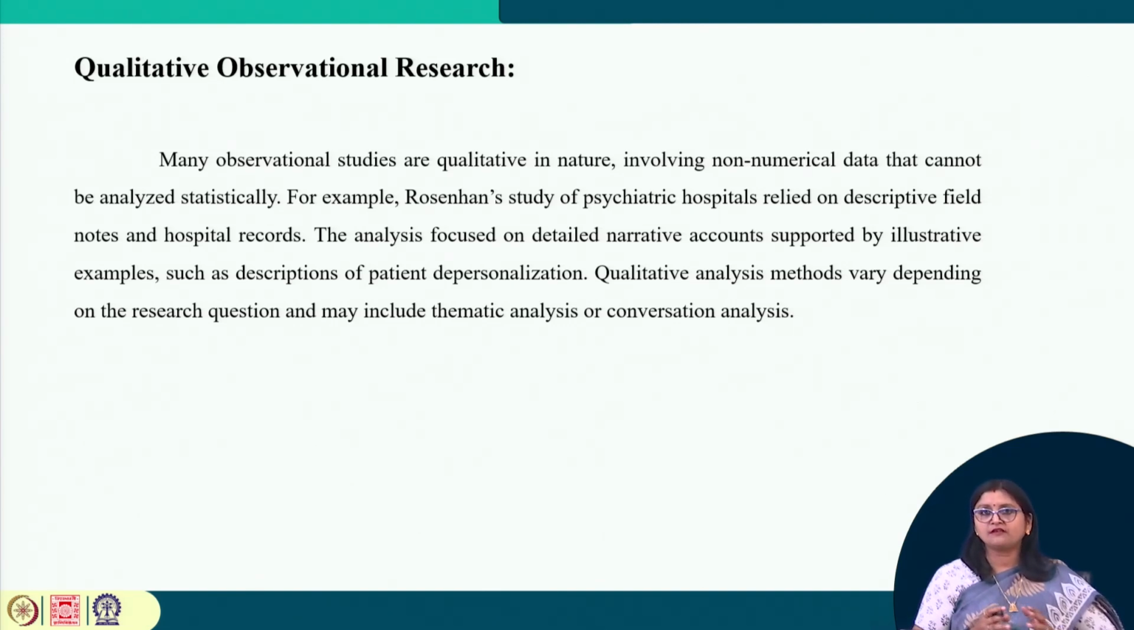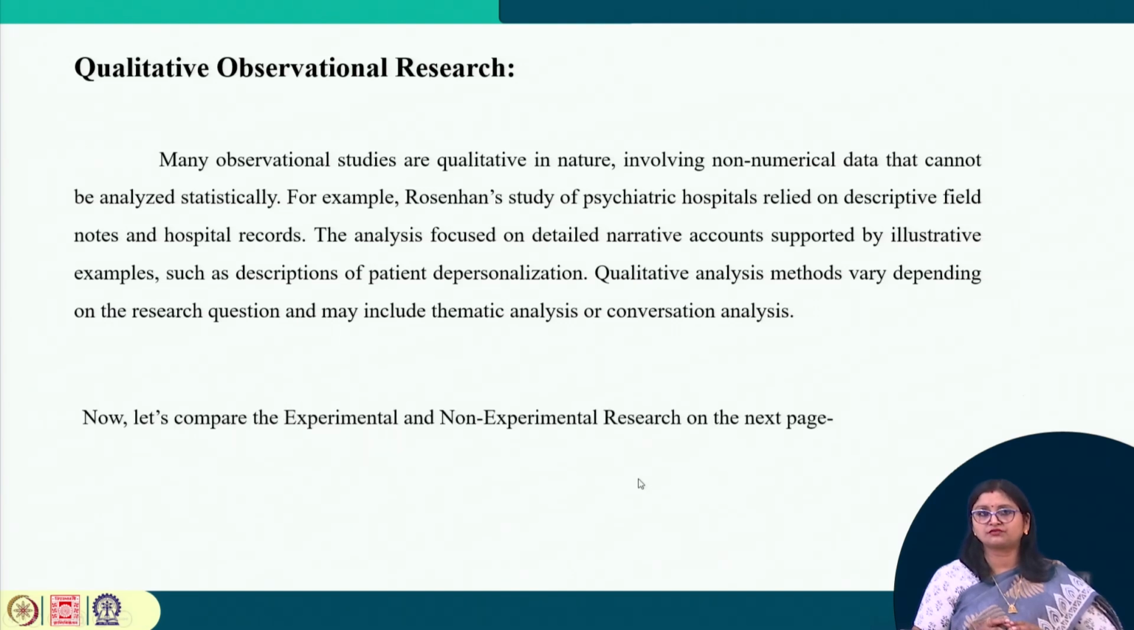Now, qualitative observational research. Many times observational studies are qualitative in nature. We know it involves non-numerical data that cannot be analyzed statistically. For example, Rosenhan's study of psychiatric hospitals relied on descriptive field notes and hospital records. The analysis focuses on detailed narrative accounts supported by illustrative examples such as descriptions of the patients, depersonalization. Qualitative analysis methods vary depending on the research question and may include thematic analysis and conversational analysis.